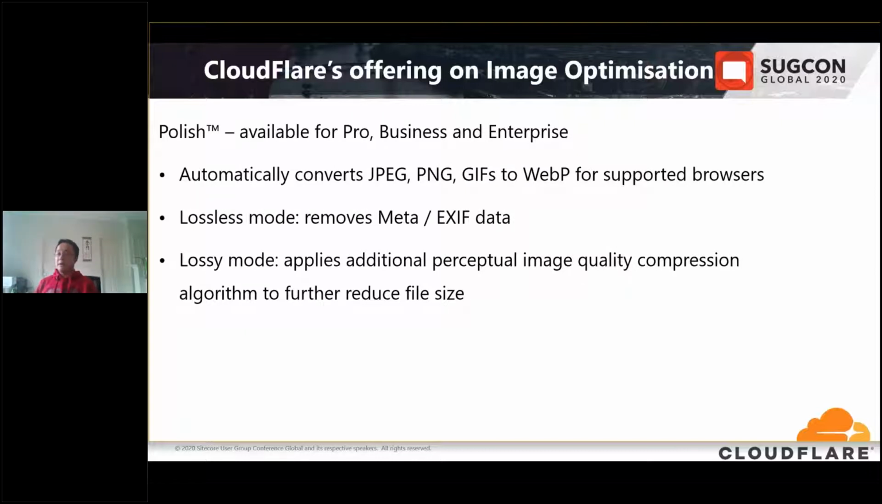Polish is also available for Pro, Business, and Enterprise plans. It automatically converts JPEG, PNG, GIFs and animated GIFs into WebP for supported browsers. It has two modes. One is called the lossless mode, which removes all the metadata on the image. The other is called the lossy mode, which applies an additional perceptual image quality compression algorithm to further reduce the file size. So not only does it remove the metadata, but it also tries its best to further reduce the file size by compressing the images a little bit further.